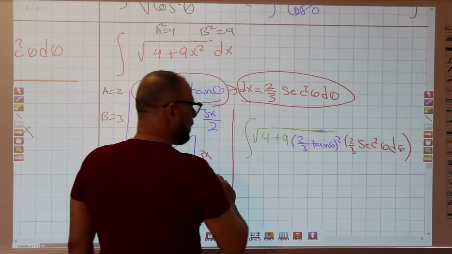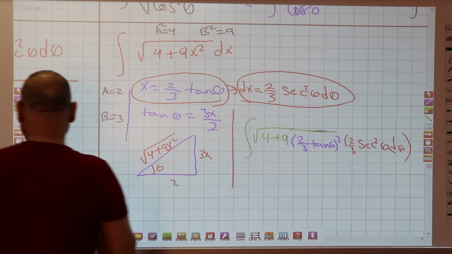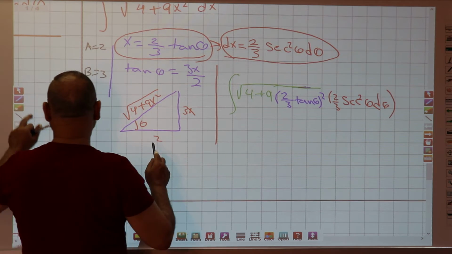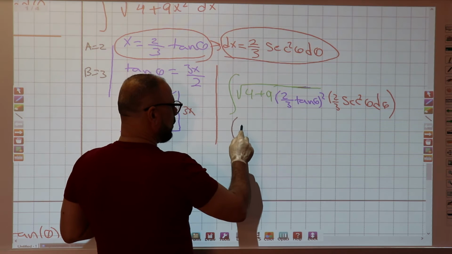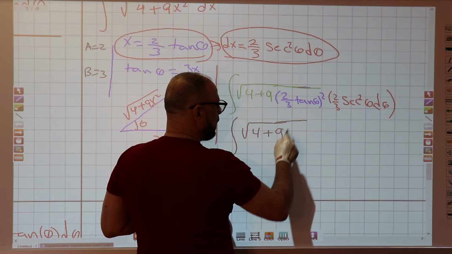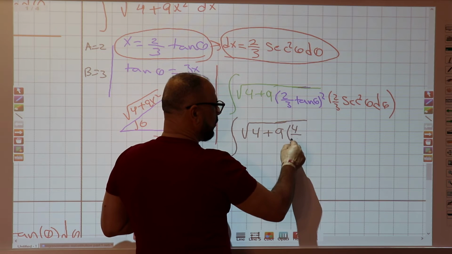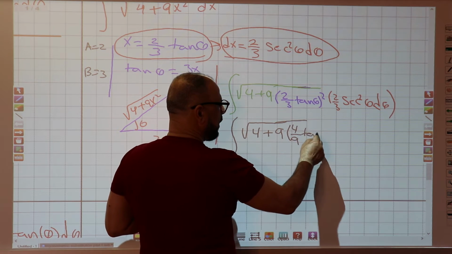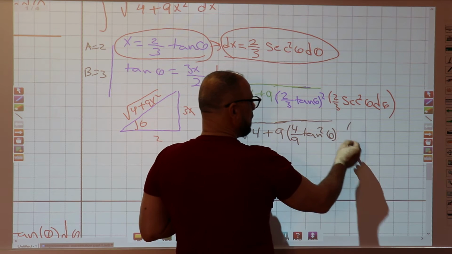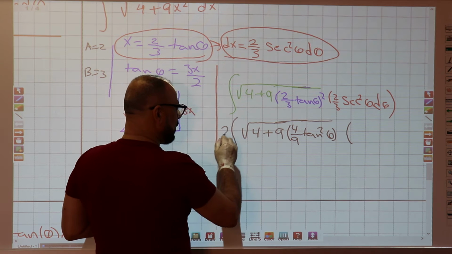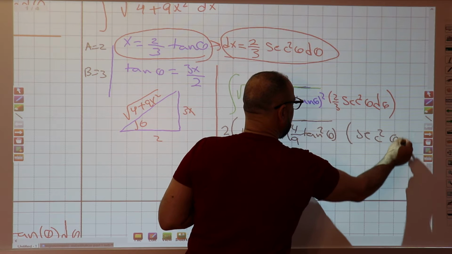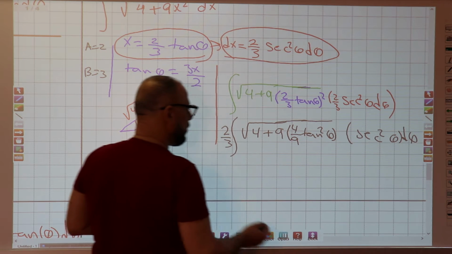Okay. Integration of 4 plus 9, because the square here, 4/9 tan square theta. You following me, guys? And here 2/3. I can take the 2/3 out. I don't need it here. Any constant, take it out of the integration, d theta.